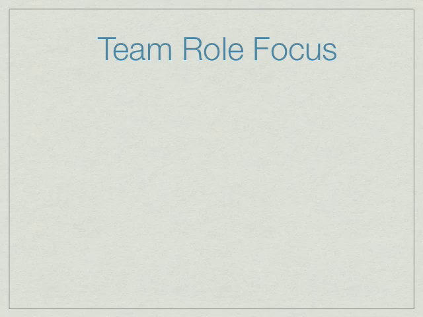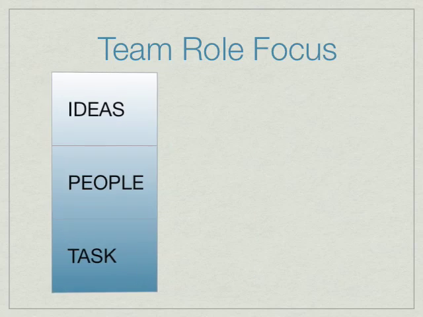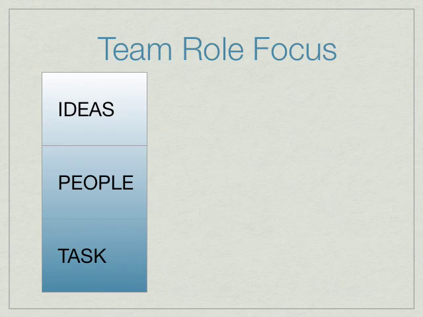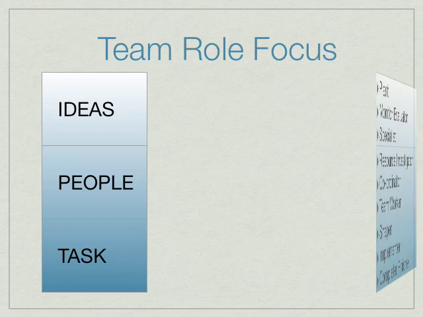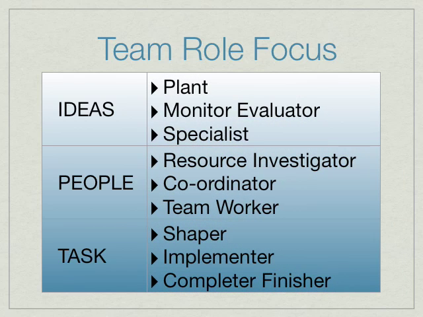So that's the 9 team roles. An easy way of thinking about them is how they break down into 3 areas of focus. Some of the roles are concerned with ideas, others about people, and yet more around the task. Here's how it breaks down. And there you have it.